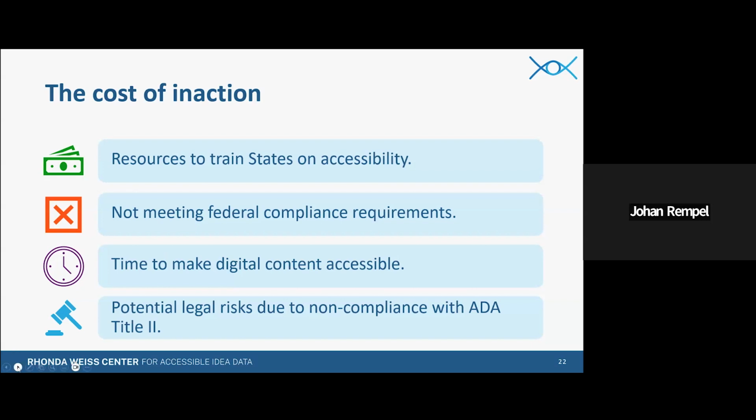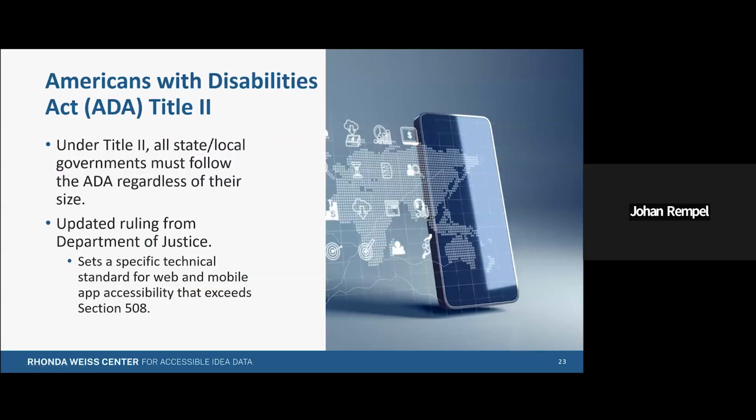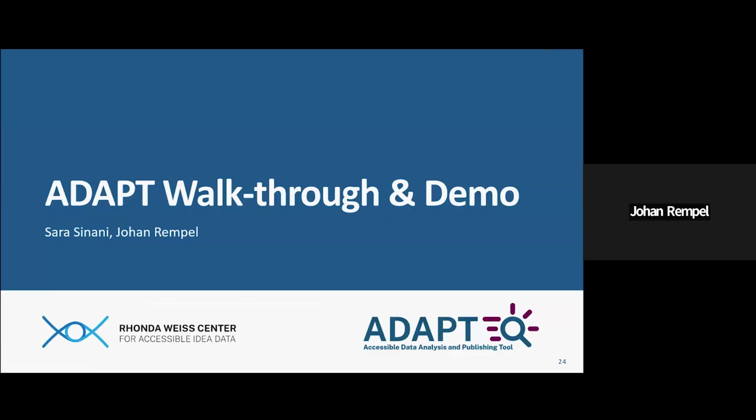So let's talk a little bit about the Americans with Disabilities Act, Title II. We have limited time here, so this is a very brief overview. So regarding the new rule of the Americans with Disabilities Act, under Title II, all state and local governments must follow the ADA regardless of their size. And the updated ruling from the Department of Justice now sets a specific technical standard for web and mobile accessibility that exceeds Section 508. I'll now pass it on to Sarah Sinani again, who will be providing a walkthrough of the functional aspects of the ADAPT tool.